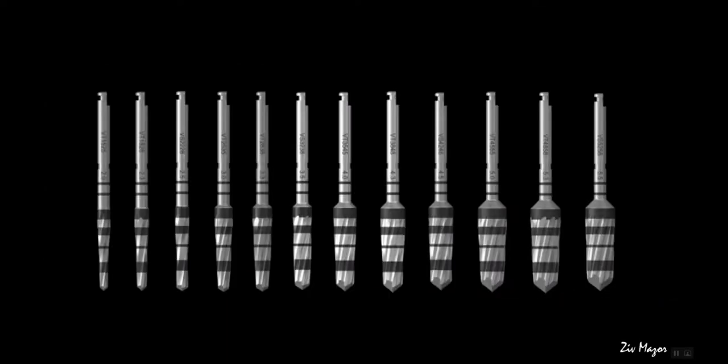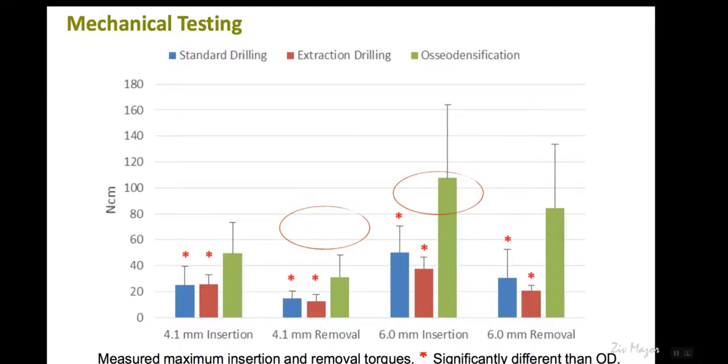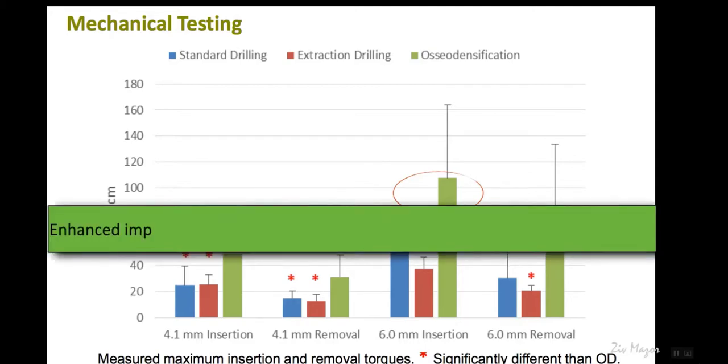Here in a viscoelastic gel, you can see the difference between a standard drill on the right and an osteodensifying drill right here in the middle. That is a completely different story. So those are the drills which are utilized, and you can see that by doing mechanical testing, the removal and insertion torque while doing osseodensification is significantly higher than standard drilling.